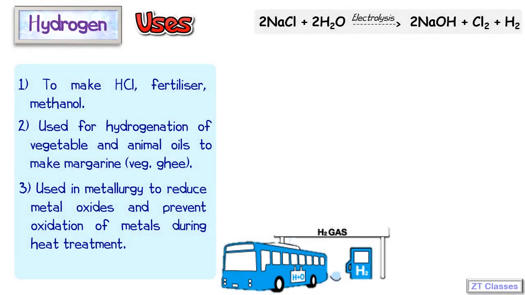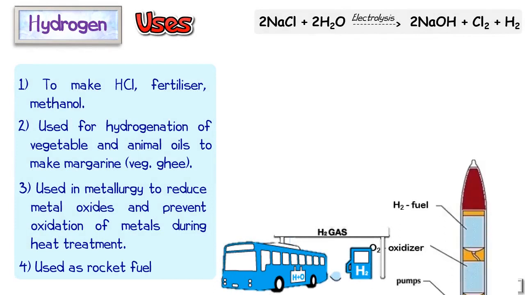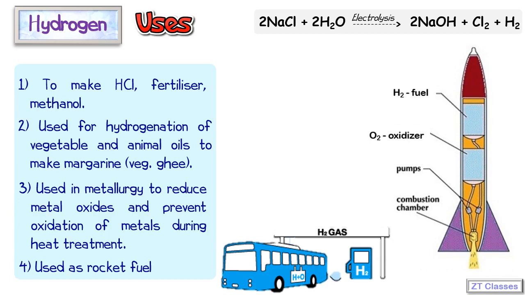Last but not the least, hydrogen is used as a fuel, especially in hybrid buses or cars where hydrogen gas is used. It's also commonly used as a rocket fuel, especially when you need a fuel which is very efficient, taking less space and having less mass. Hydrogen gives out the most calories on burning per kg of fuel consumed. So these are all the usages of hydrogen.